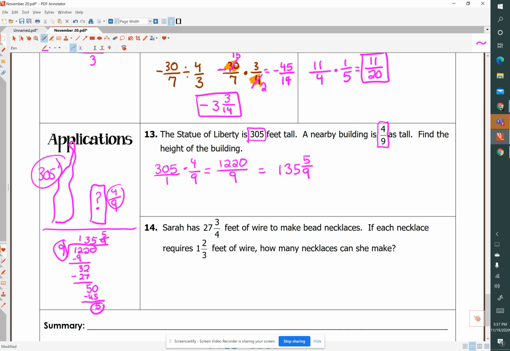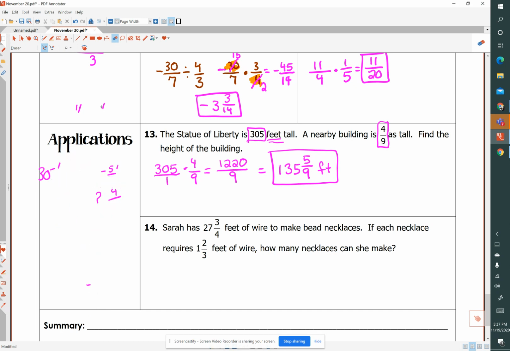One final thing. I want us to go back and look at the unit of measure that we're dealing with, which is feet. So let's put that in our answer. 135 and 5/9 feet, and that is how tall this building is, the smaller building. 135 and 5/9 feet. And that is the symbol for feet, that just one mark. This is inches, that's feet. So let's make some room for the next problem.